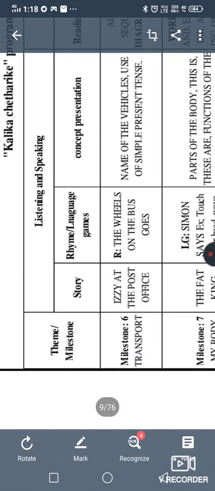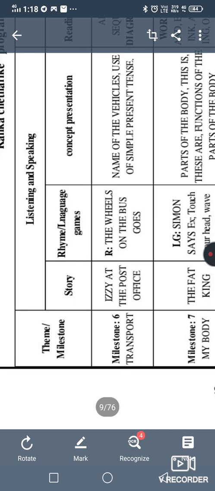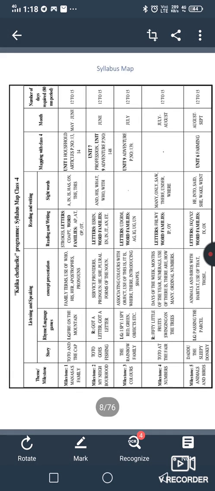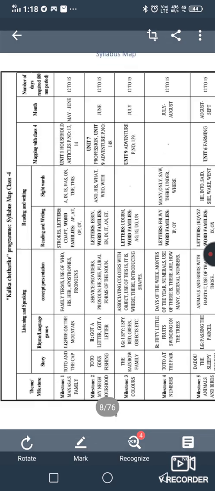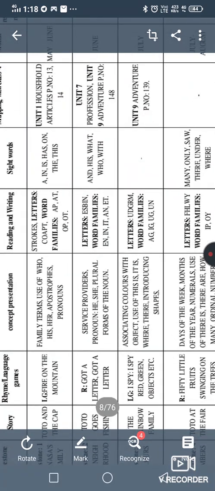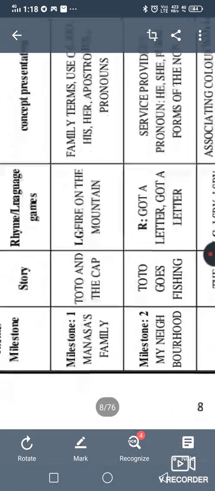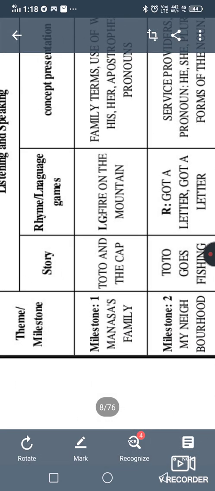So how do we introduce this? Here theme is nothing but milestone. Generally we say lessons, ಪಾಠಗಳು. So totally how many milestones are there in English? Totally 15 milestones have been taken for class 4th.